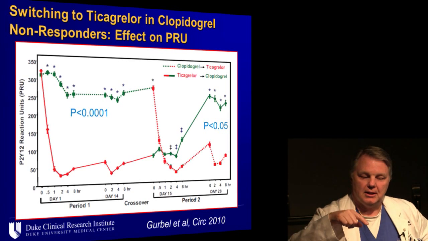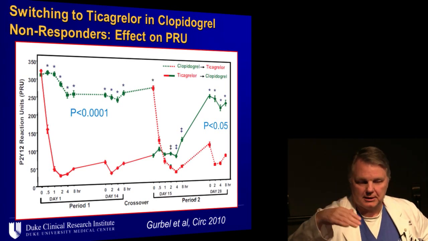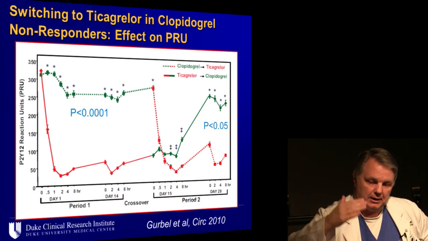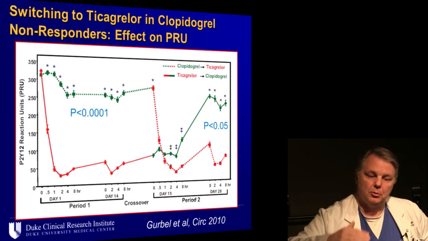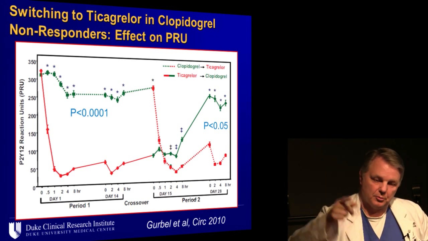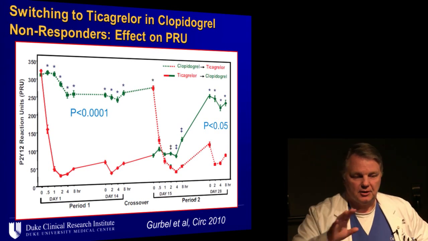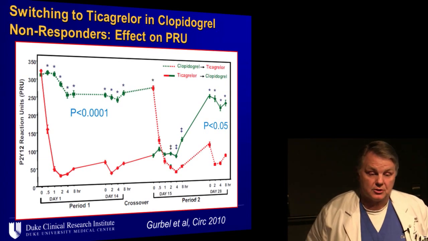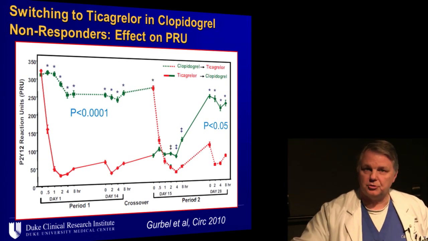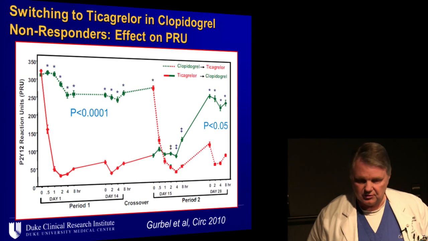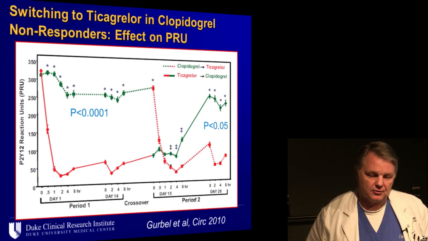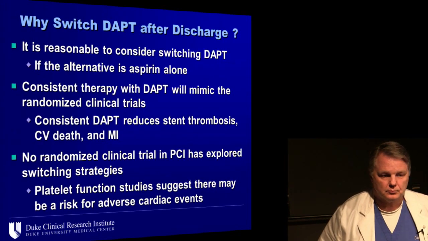And what you can see here is that very dramatically this actually looks at how ticagrelor actually lowers the PRU, and vice versa with clopidogrel it goes up. This study was only carried out in 60 patients, so we really don't have any clinical outcomes here, but you can see the fairly significant differences in platelet function as you switch between the agents in this setting.